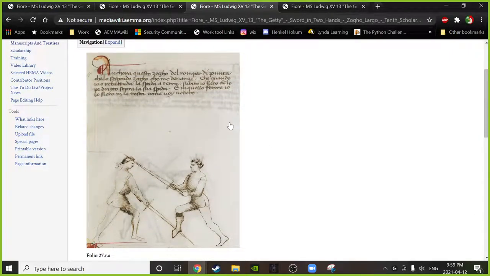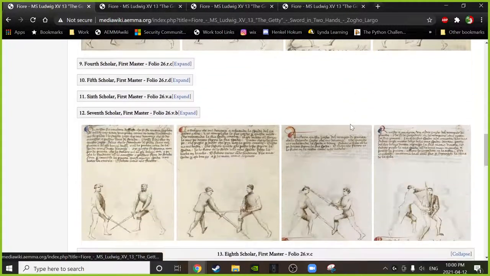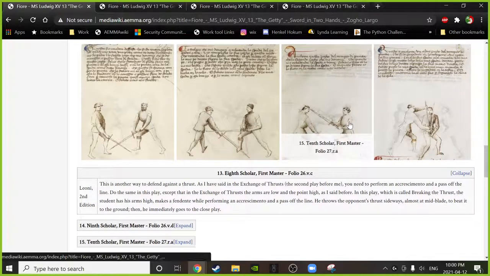A note to self, BD, this might be another interesting post to talk about when we're talking about cutting from all guards. So this is another example of what one can do from the breaking of the thrust, or the breaking of point. He's done the suppression, and then he's done a fendente instead of doing a sotani. Okay, but again, more of the same. So any questions about the breaking of the thrust there? The breaking of point?